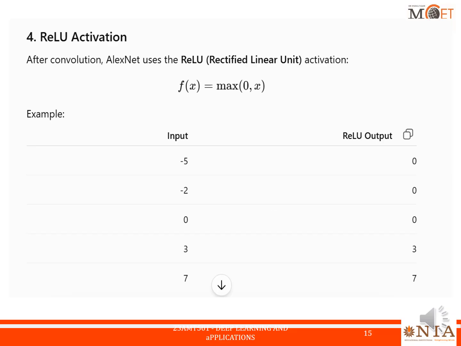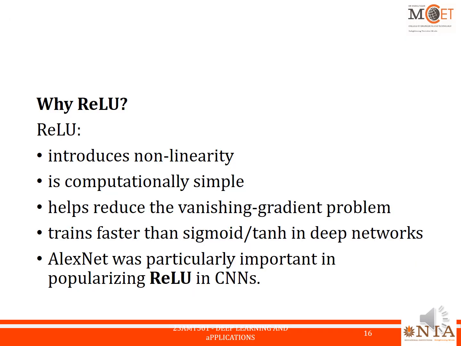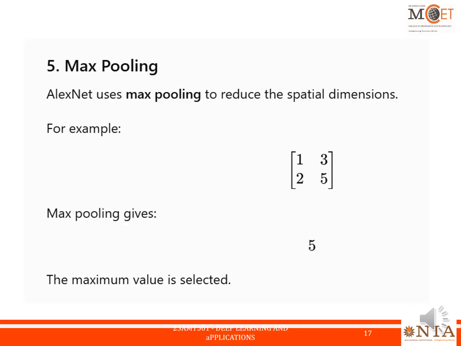The ReLU activation takes the maximum of 0 comma x. Suppose our input is negative, then ReLU will automatically convert the negative value to 0. If you give 0, it will display 0. If you give a positive value, the positive value is returned in the output. So why do we use ReLU? It introduces non-linearity, is computationally simple, helps reduce the vanishing gradient problem, and trains faster than sigmoid and tanh in deep networks. AlexNet was particularly important in popularizing ReLU in CNNs.